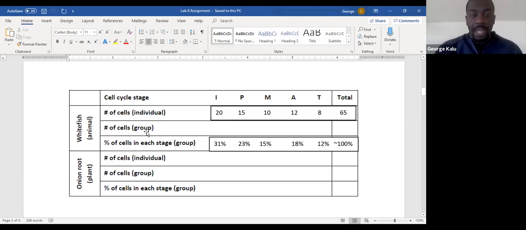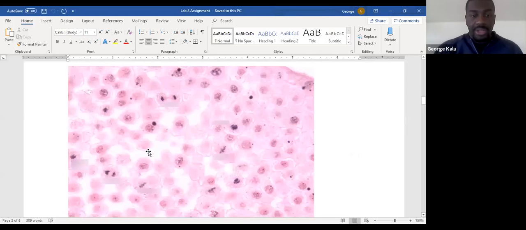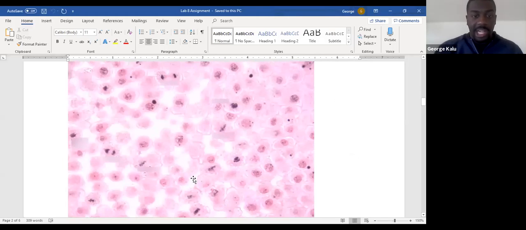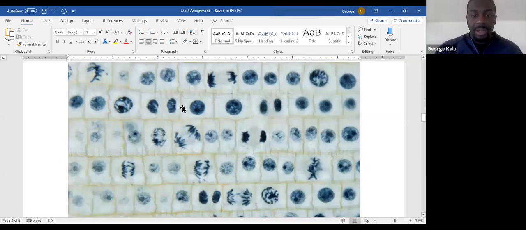You're going to skip the number of cells in the group portion here. Just skip this row, and just worry about the number of cells individually and then the percentage in each stage. You're going to do that for both the whitefish cells as well as the onion root cells. The ones you're going to be looking at here are these for the whitefish. Try to identify how many are in each phase: interphase, prophase, metaphase, anaphase, and telophase, and then write that into the table. Then you're going to do the same thing for the onion root cells.